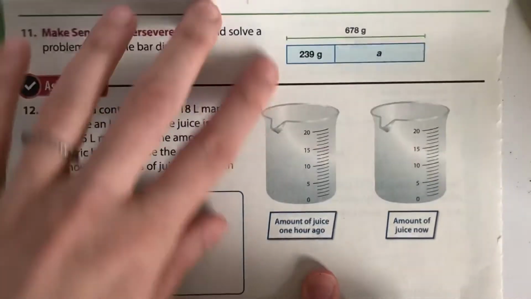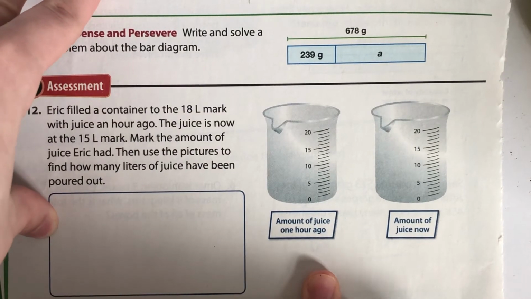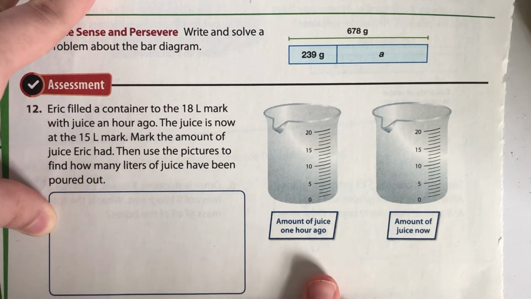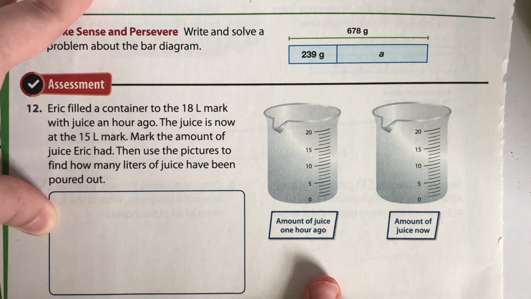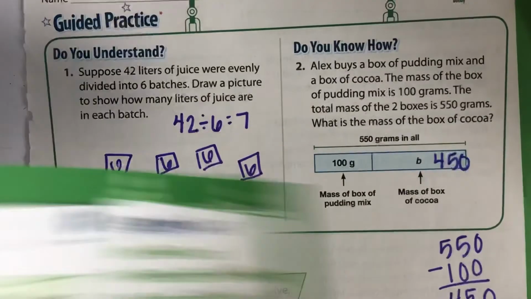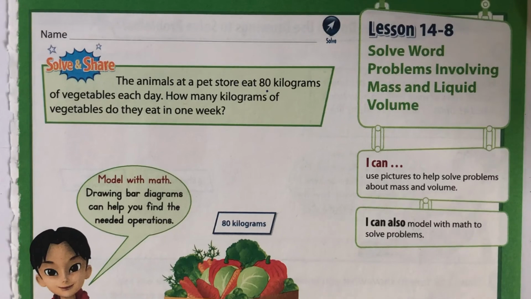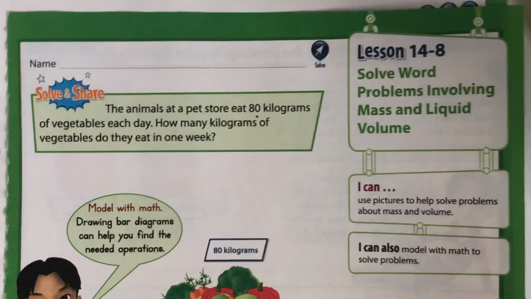Eric filled a container to the 18 milliliter mark with juice an hour ago. The juice is now at the 15 liter mark. Mark the amount of juice Eric had, then use the pictures to find out how many liters of juice have been poured out. That again is lesson 14.8, solve word problems involving mass and liquid volumes.